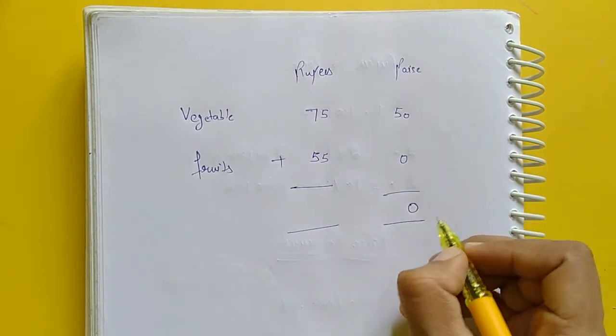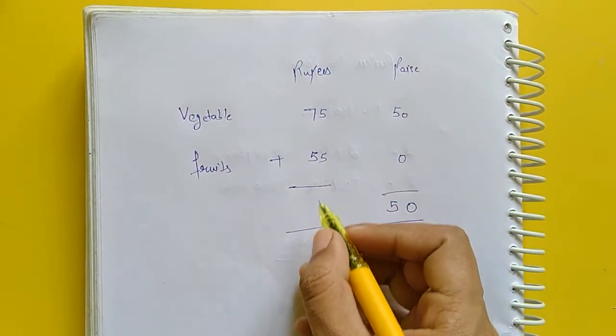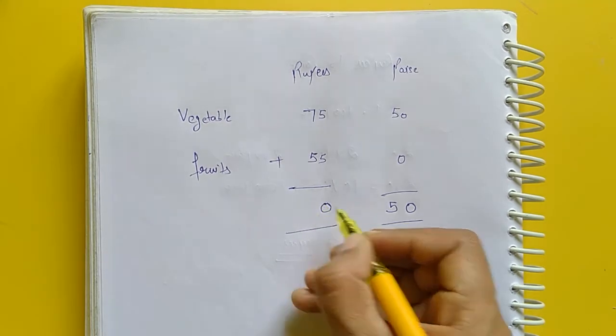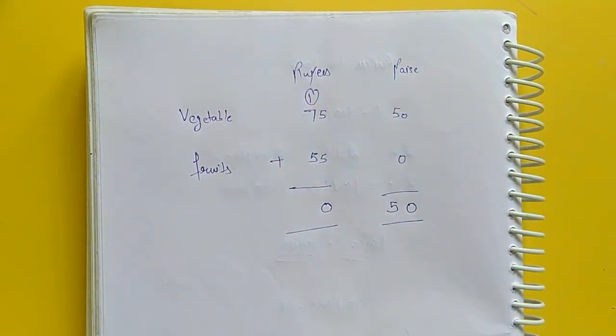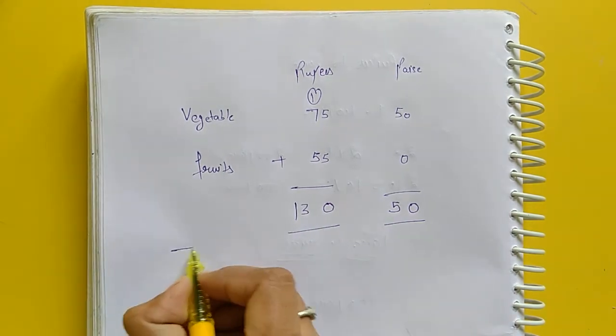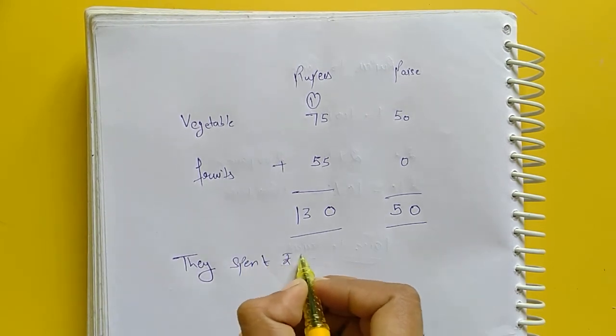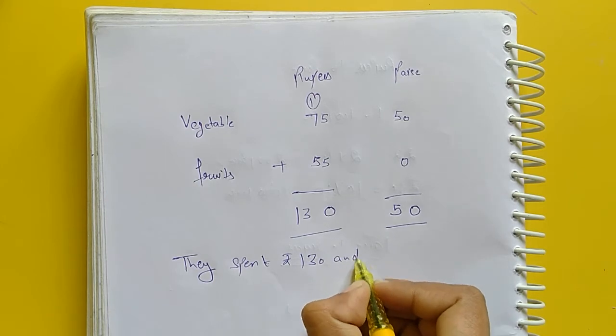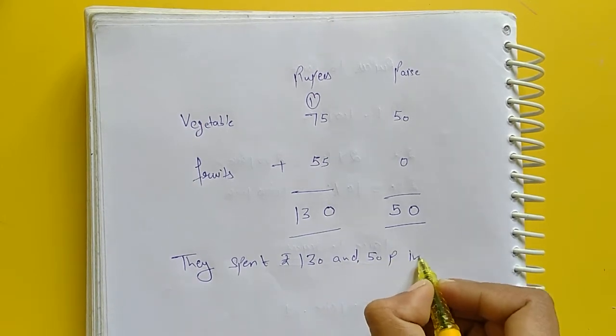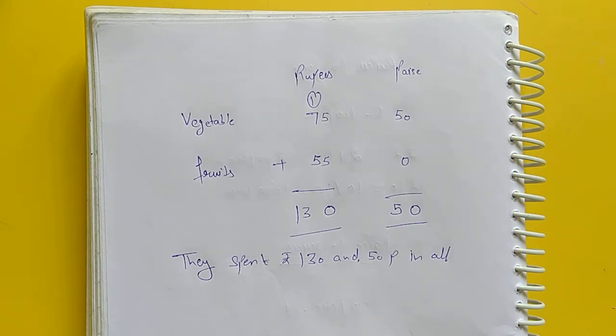0 plus 0, 0. 5 plus 5, 10, 0, 1 as a carry. 7 plus 1 plus 5. 7 plus 1, 8. 8 plus 5, 13. Okay. So they spent rupees 130 and 50 paise in all. Okay, this is a addition.